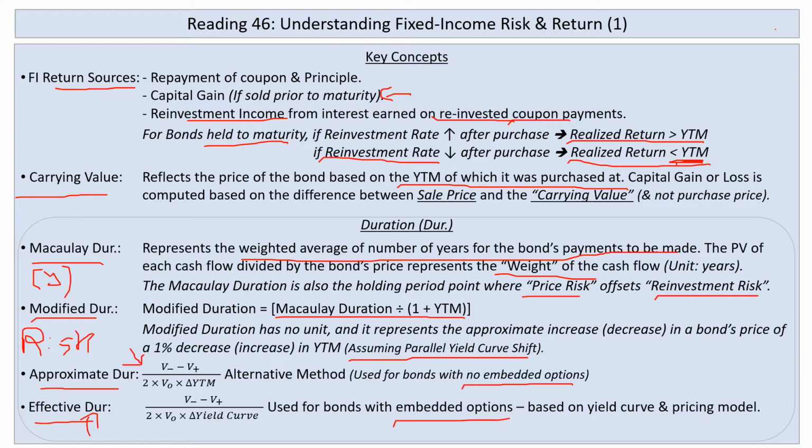Approximate modified duration, just like modified duration, does not work out for bonds that have an embedded option. Both of them reflect parallel yield curve shifts, yes. However, even if there is a parallel yield curve shift and the bond has an embedded option, like a callable bond or puttable bond, in that case, effective duration should be used. Effective duration has the same formula as the approximate modified duration. It's very similar. However, pricing is not based on the change in YTM, it's based on the change in the yield curve. This is only something conceptual you should know.